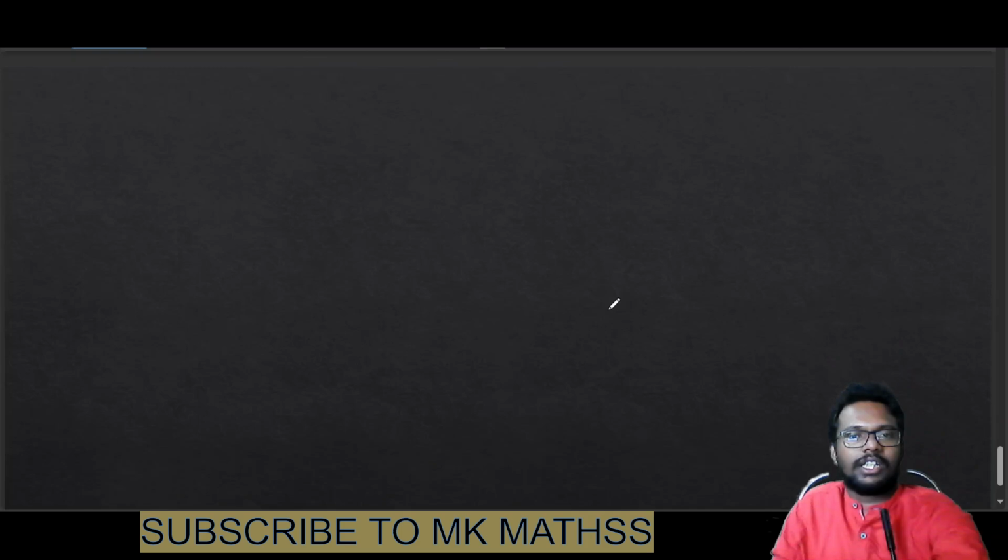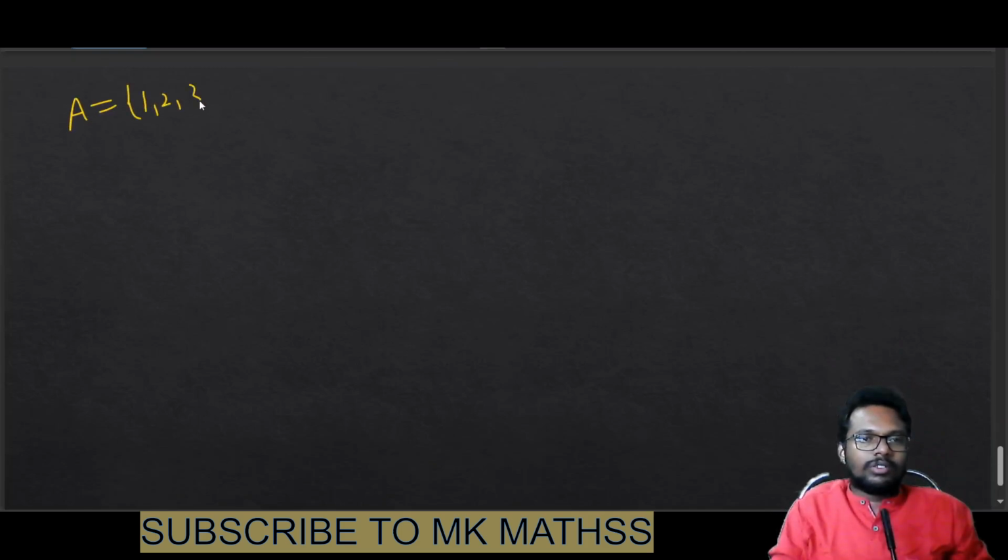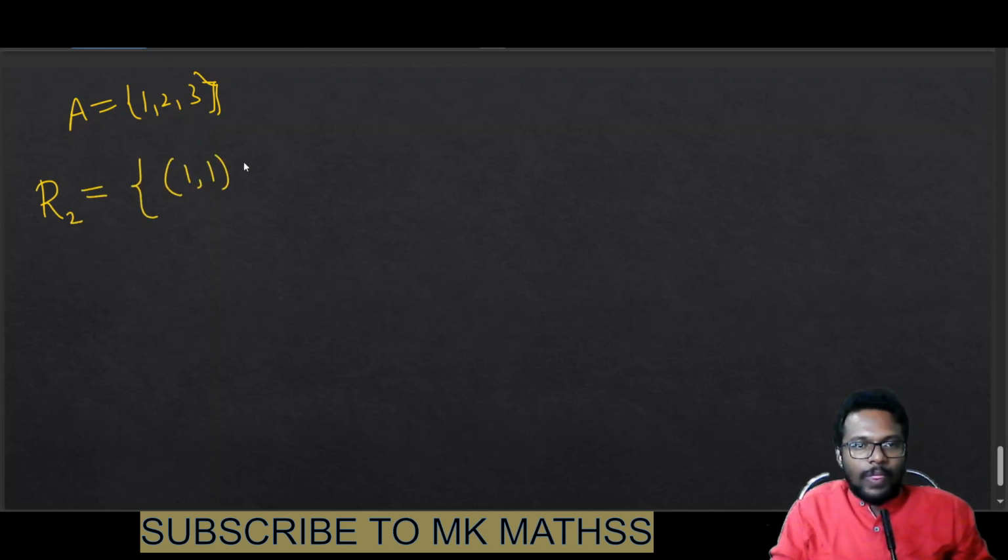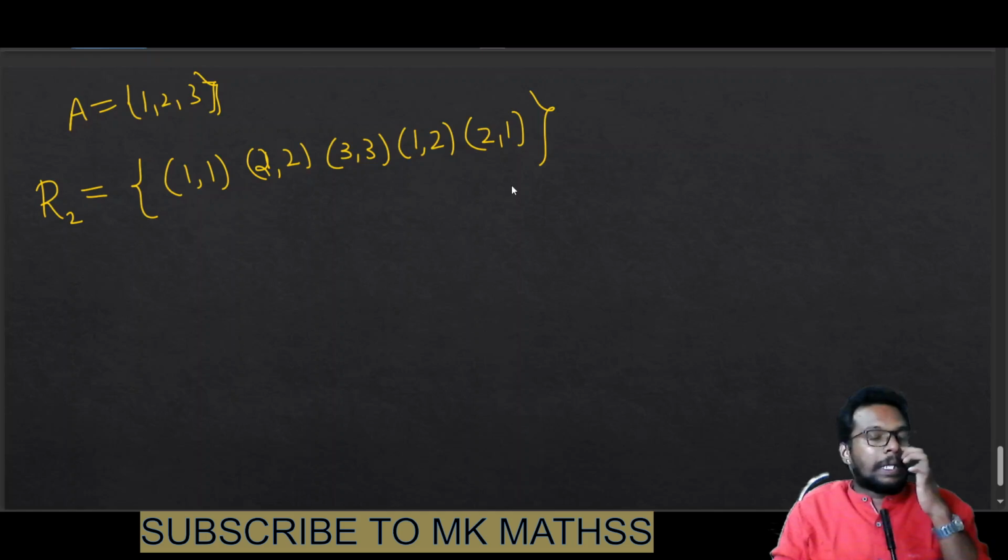Let us consider another example. We have considered A equals 1 2 3. I have written here the set A with values 1 2 3. So R2, I am considering it as R2 now. So here 1 comma 1, 2 comma 2, 3 comma 3, 1 comma 2, 2 comma 1. Okay, I close the relation R here.